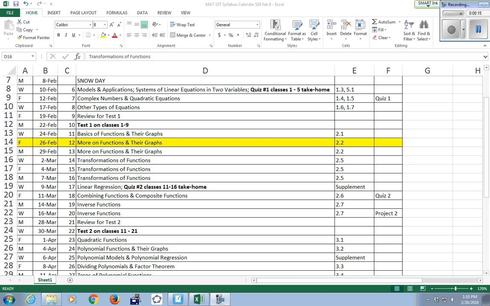So we have a packet. This packet covers all the material up through test 2. And at the end of the packet is a study guide for test 2, just like there was in packet 1. And we will have one quiz and one project being due before the next test. So it's sort of the same structure as before.